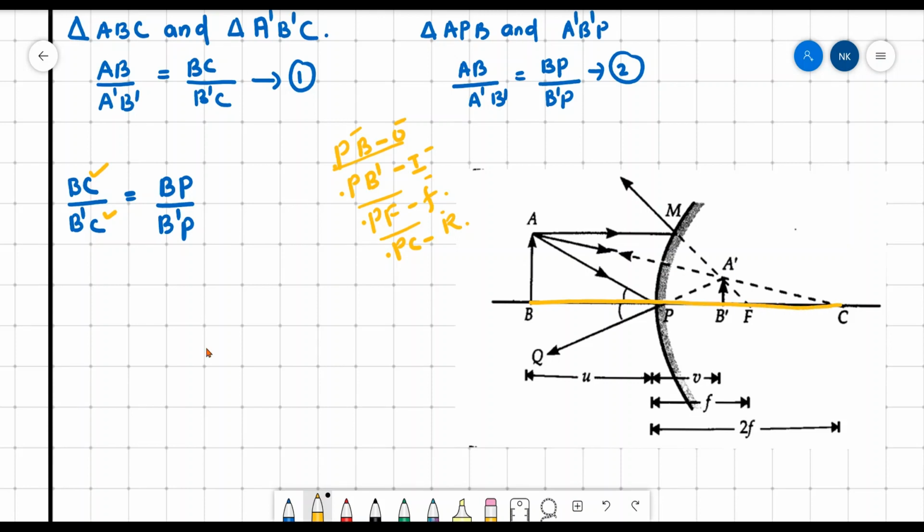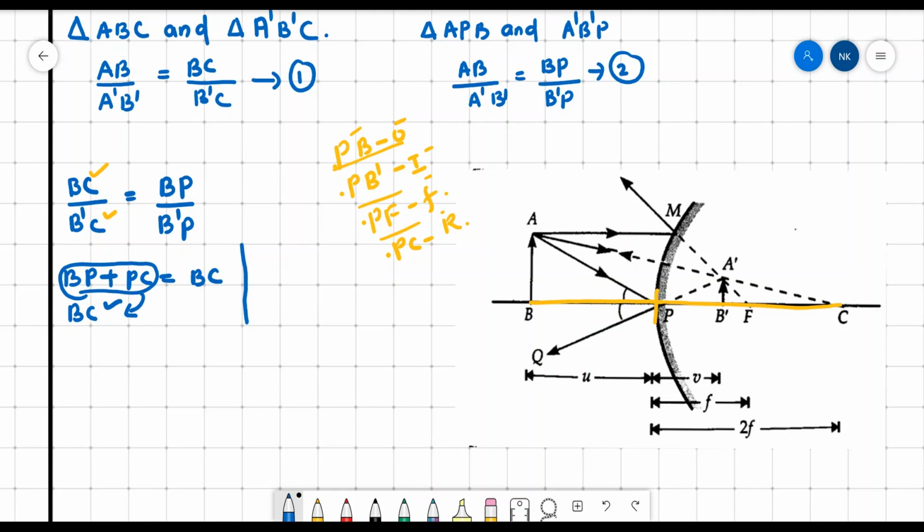Okay, so you can split into two, like BP plus PC equals BC. Okay, so from here the value of BC has come in terms of P. Now go into the next part, B dash C.